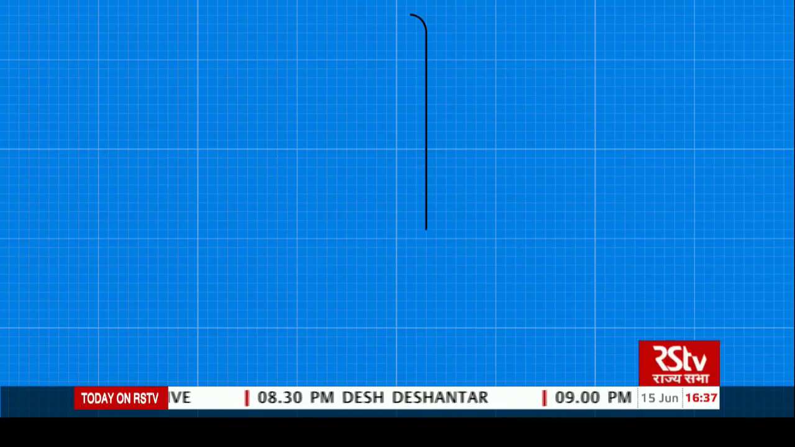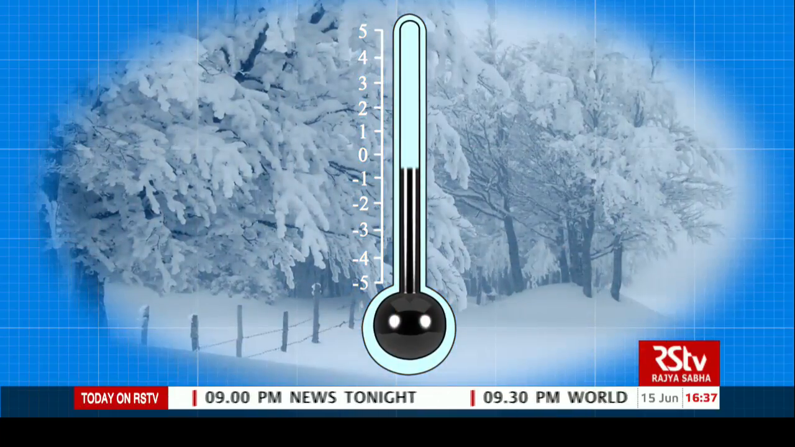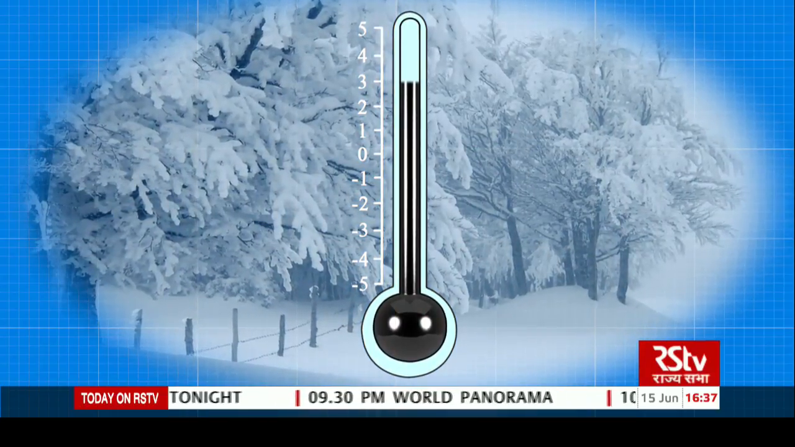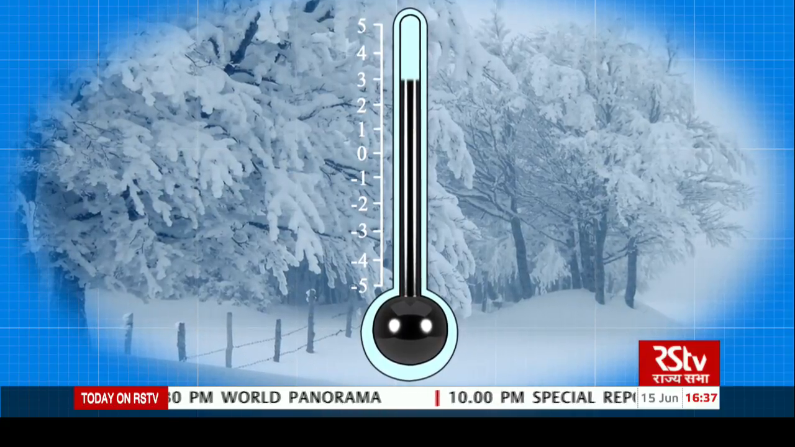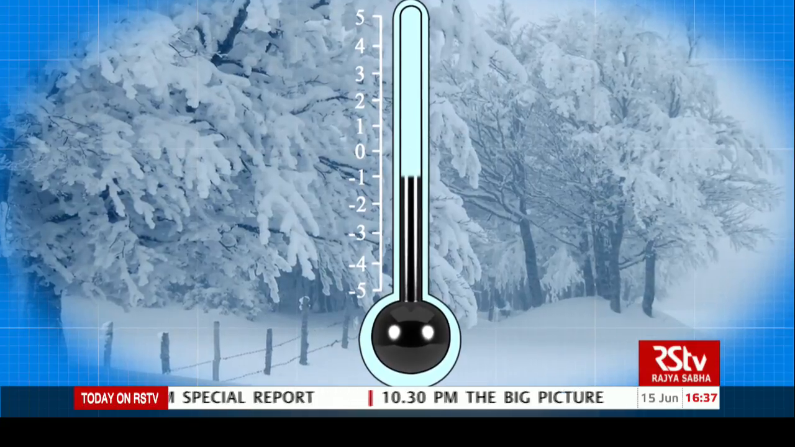Another simple way of visualizing this is on a thermometer. It's a cold day. The temperature is about 3 degrees centigrade. And the forecast tells you it's going to drop 4 degrees, which brings us to a temperature of -1 degrees.